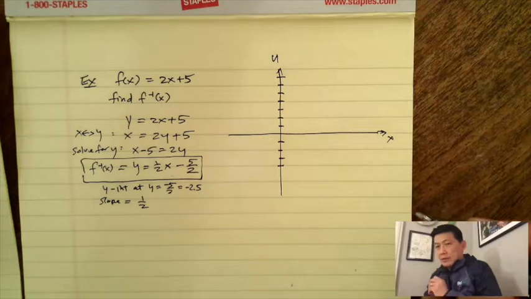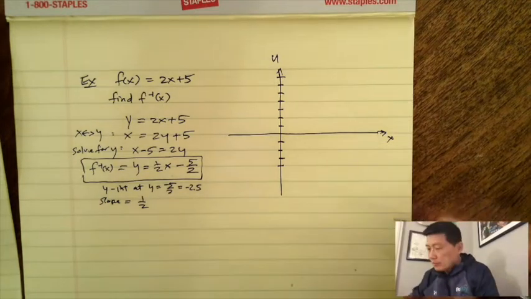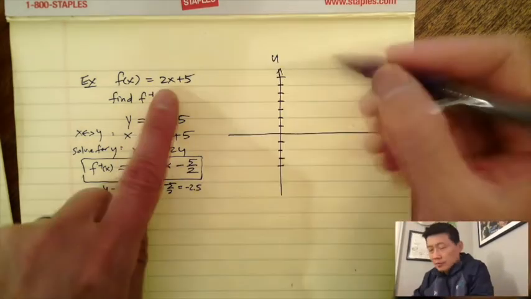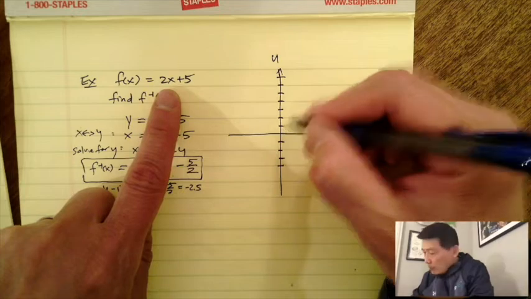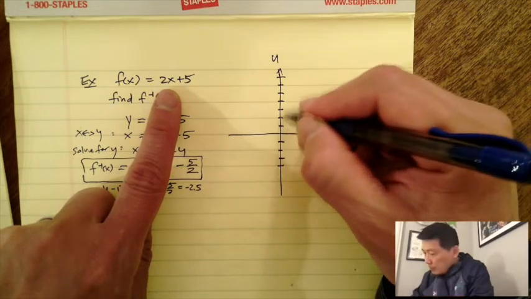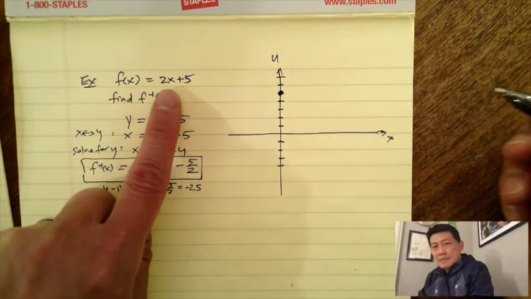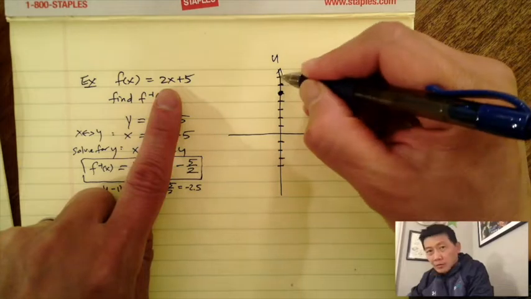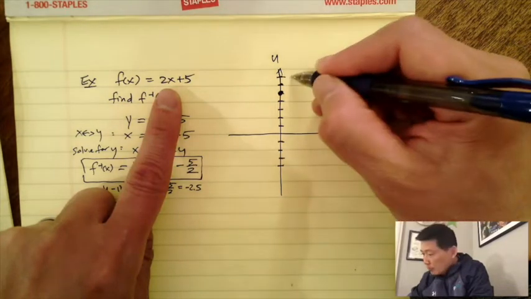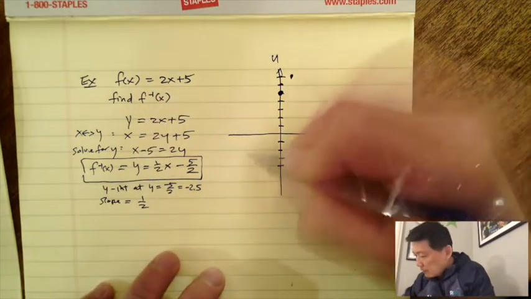So let me graph the original function f of x. Original function f of x is 2x plus 5, which means that we have a y-intercept of y equal to 5. 1, 2, 3, 4, 5. This is the point, right? And the slope is going up 2 and going over 1. So I have a graph.